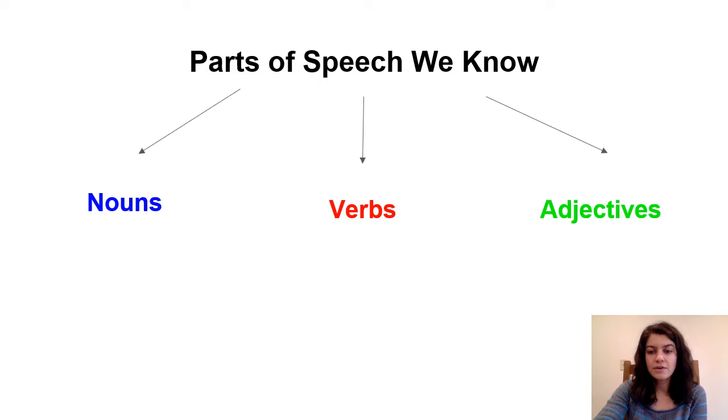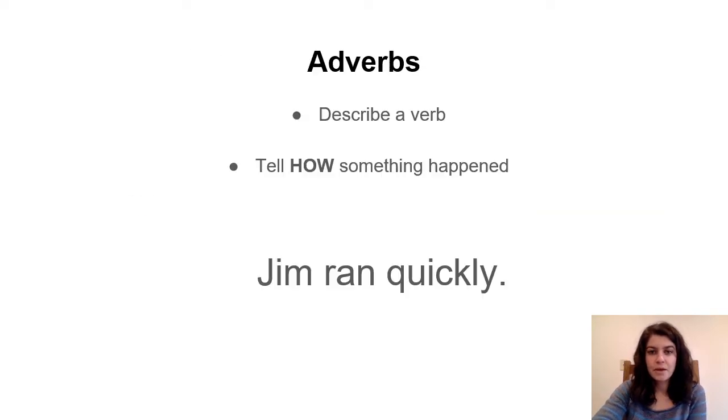Today, we're going to learn the words that describe verbs. Those are called adverbs. So an adverb, like I said, describes a verb. They tell how something happened. So one thing I always do when I'm looking for an adverb is I ask myself the question, how? Let's look at this example.